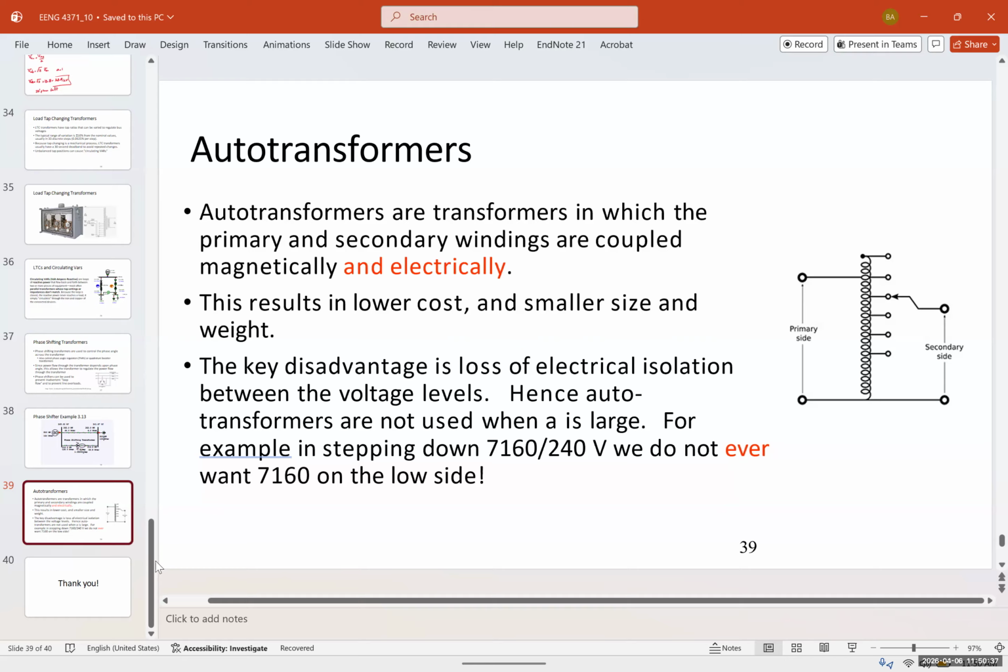But the key disadvantage of the system is if something goes wrong, the high voltage would go through. If you have a large a and you're going from 10,000 volts, let's say, to 100 volts, that is directly connected to the load. You don't want the low voltage side to be 10,000 volts or something like that. It's going to have devastating effects. So it works in very small incremental changes.